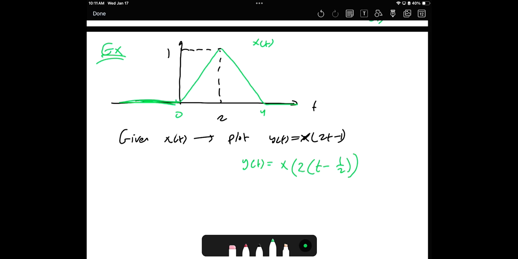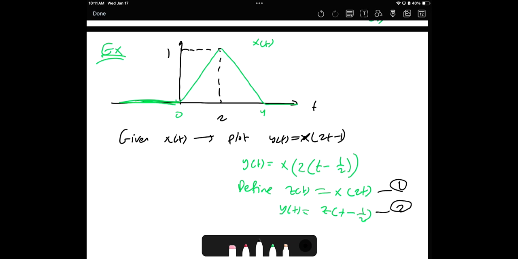After that, we will define z of t equals x of 2t. As a result, y of t will be z of t minus 1 half. Okay? So we will use the first equation for step 1, the second equation for step 2.